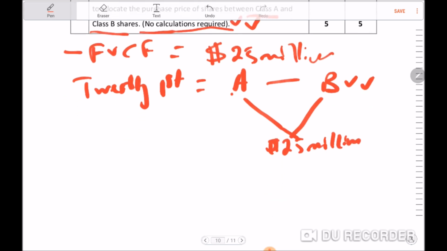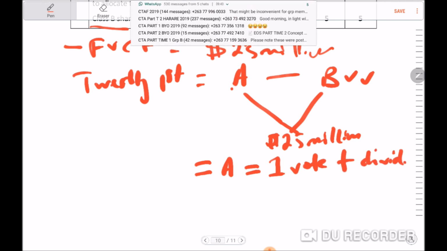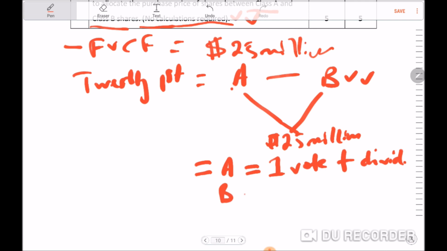So what was our expectation? In discussing the allocation basis, I needed to know first of all, is there any value attached to Class A shareholders, to the extent that they should share in the 25 million? Each Class A shareholder has got 1 vote per share plus rights to dividends. Then Class B shareholders have got 10 votes per share. So this is what I'm discussing.